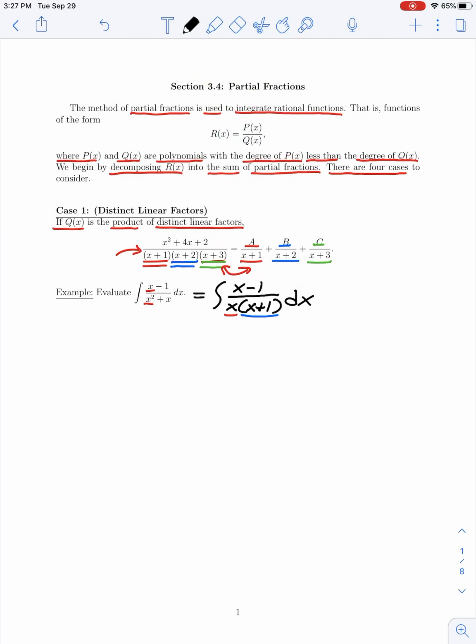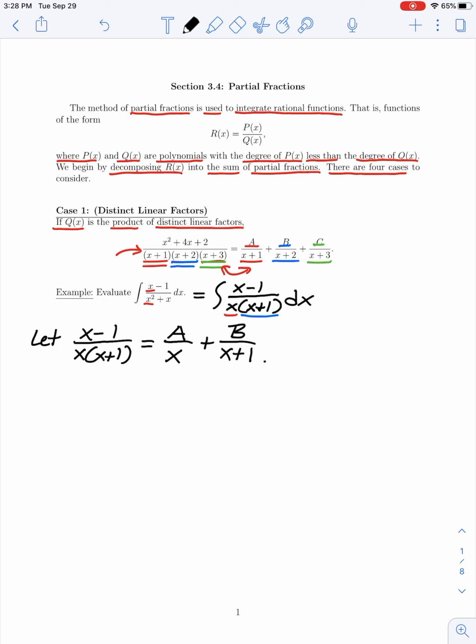So I claim that I could rewrite this integrand, that is (x minus 1) over x times (x plus 1), as the following decomposition, something of the form a over x plus b over (x plus 1). For each of the factors that I had in my denominator, I'm going to have some constant term divided by that linear factor when I write out my decomposition. And the question is, what are the values of a and b that would make these two functions equal to one another?